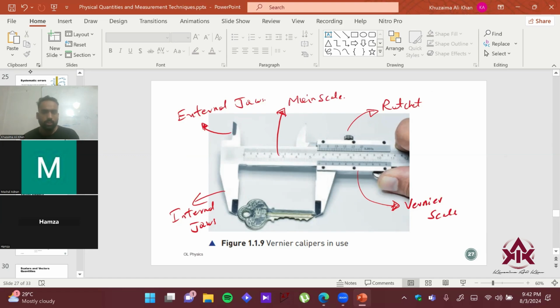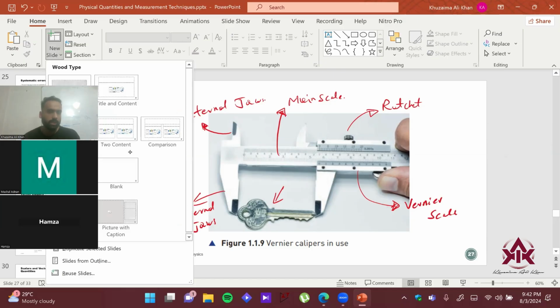Right? You can move the vernier scale if you loosen the screw, you can loosen the ratchet. You can move the vernier scale up and down depending upon, let's say, if you want to measure the size of this key, you can extend or close down the vernier scale. Okay, main scale is fixed. So these are the construction parts for the vernier calipers. So let's do some description for these parts.